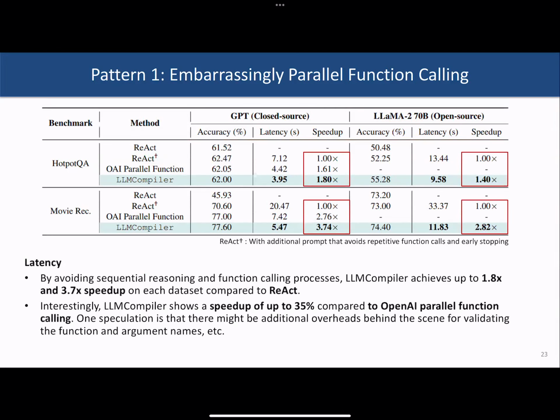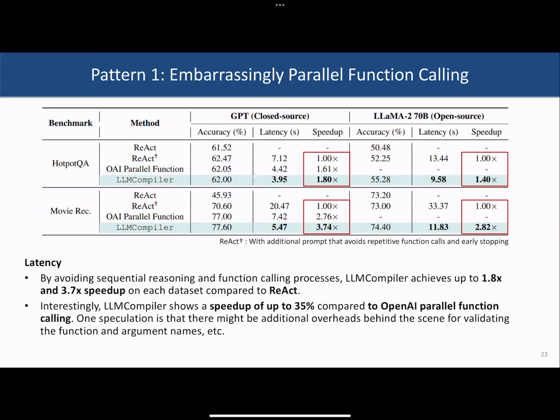So looking at the latency speedup, those speedup numbers are relative to React. We're seeing 1.8x to 3.7x speedup on these two benchmarks, because we can launch the execution in parallel, and we can save a lot of unnecessary back and forth for every single reasoning and action step.